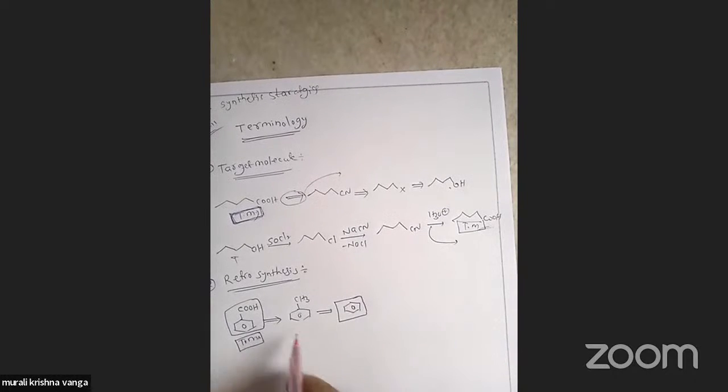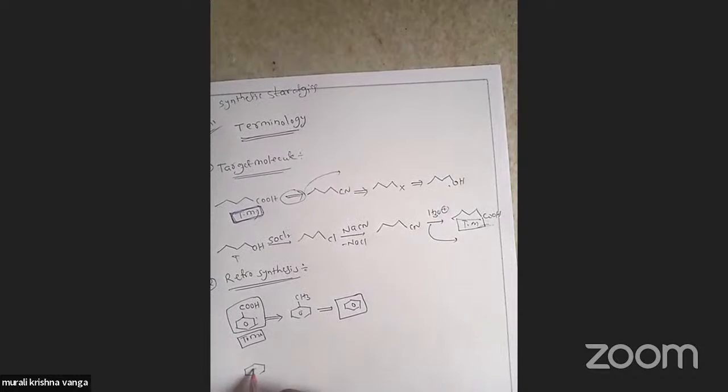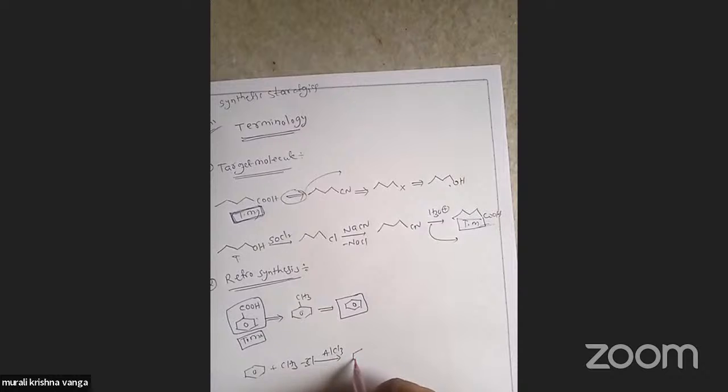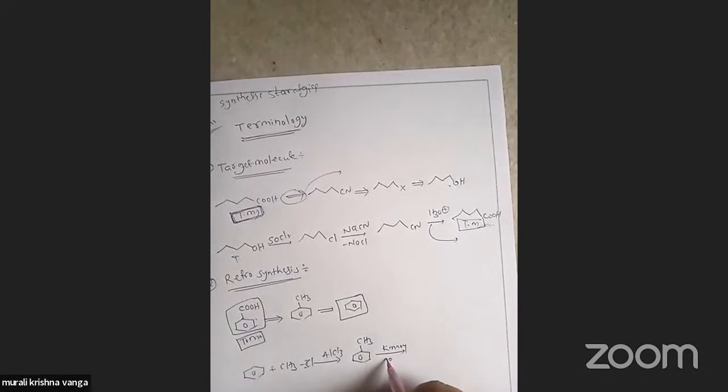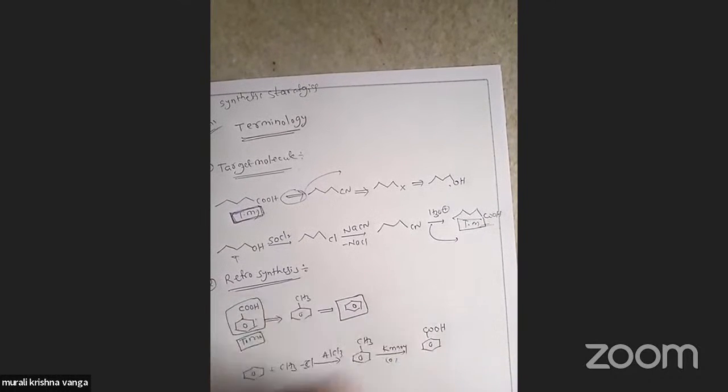For the synthesis of this benzoic acid from benzene, when this benzene reacts with methyl iodide or methyl chloride in presence of AlCl3, it undergoes Friedel-Crafts alkylation and gives toluene. When this toluene reacts with KMnO4 oxidation, it is converted to benzoic acid. So this is a retrosynthesis.